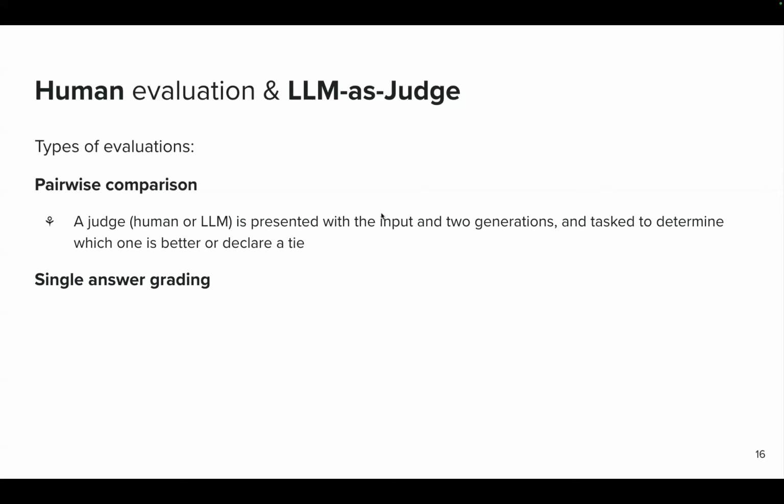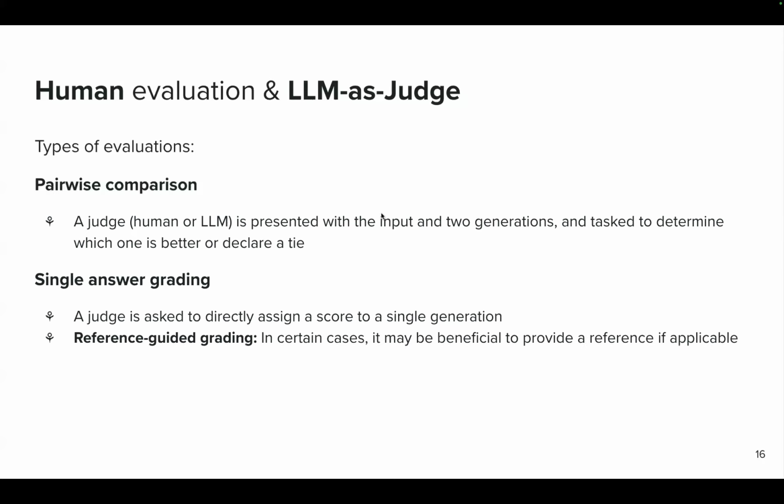Another type is single answer grading, meaning you present the input and just a single generation of your system, and you ask a judge, which can be either human or LLM, to directly assign a score to that single generation. Sometimes here people also use so-called reference guiding, where you also provide a reference. For example, you can provide a human-authored summary, and then relative to that human-authored summary, you can ask a person or an LLM to score the generated ones.